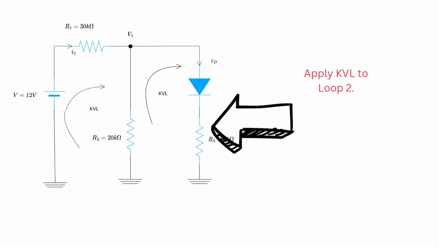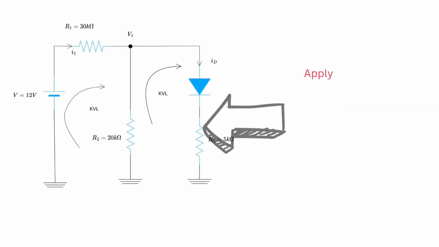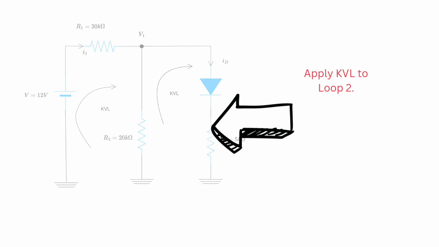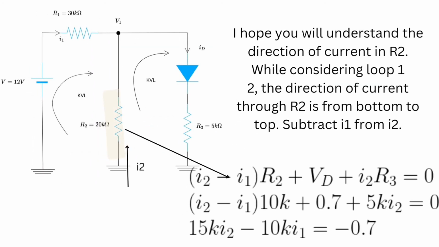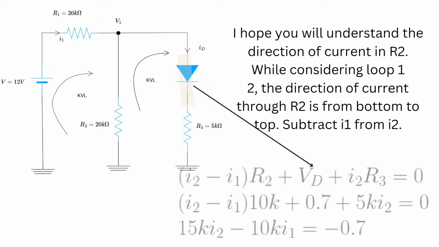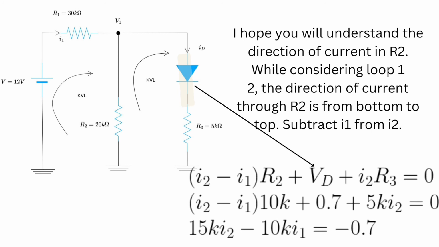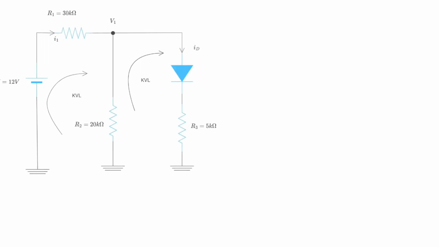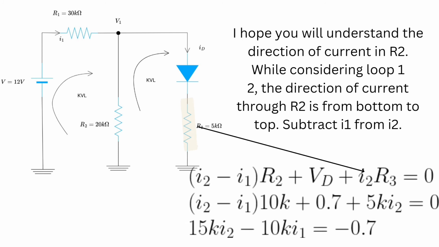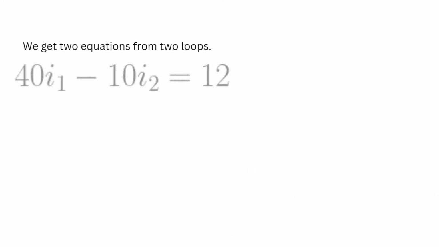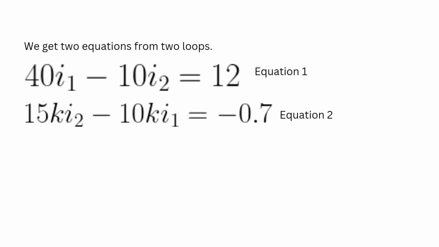Similarly, apply KVL to loop 2. Start with the resistor R2. I2 minus I1 is the current flowing through the resistor R2, and voltage across it is calculated by I multiplied by R. Similarly, VD is the voltage drop across diode, and in the last, I2 R3 is the voltage across the resistor R3. We get two equations from two loops.